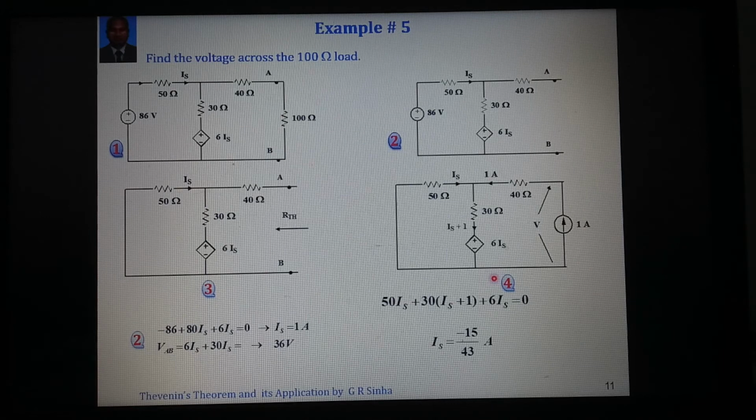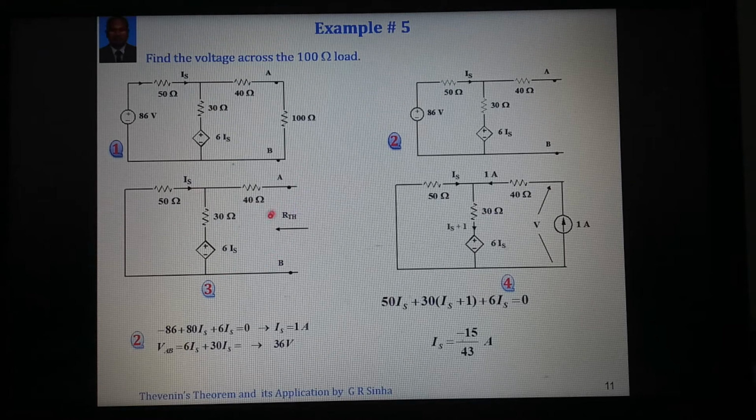There is another example where there is a dependent source and there is an independent source also. See, in the circuit, 86 volt is the independent source and there is a 6Is which is dependent. How will we determine the Thevenin voltage, Thevenin current, and Thevenin resistance? So we can see here circuit number 2, where we have removed the load. That's all. If we go to 3, we are interested to determine the Thevenin resistance.